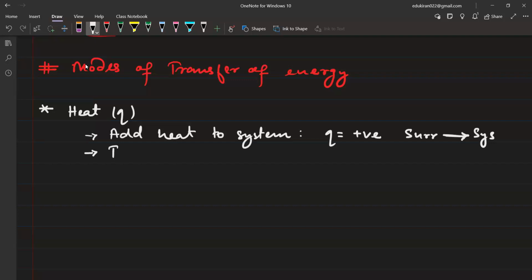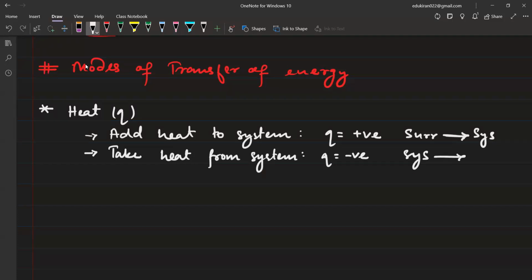What will happen if we take heat from the system or cool the system? Then in this case, the Q will be negative, because in this case, heat is coming out of the system. Heat is moving from system to the surrounding. Is this clear? Yes or no, please? Yes, sir. Very easy, isn't it?